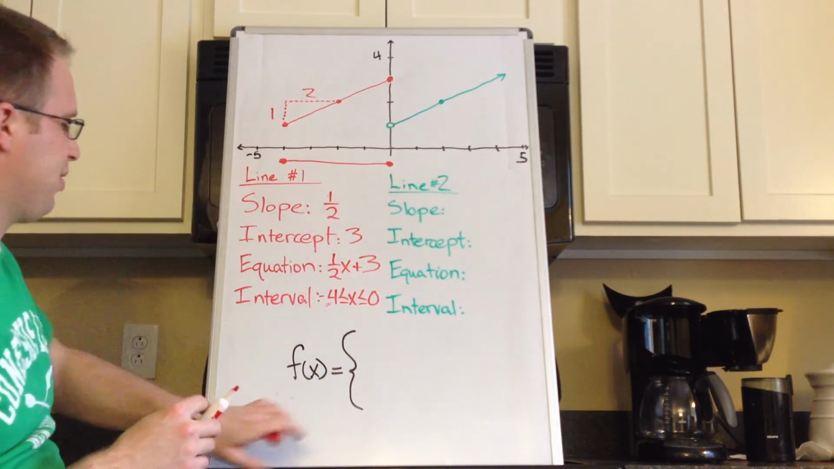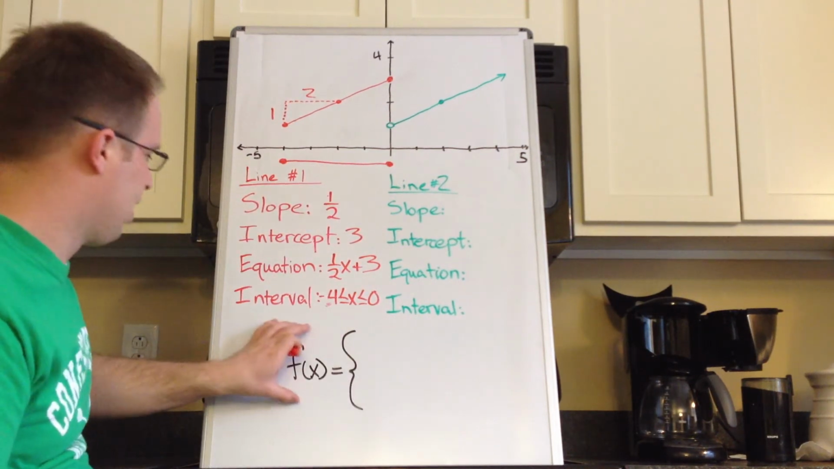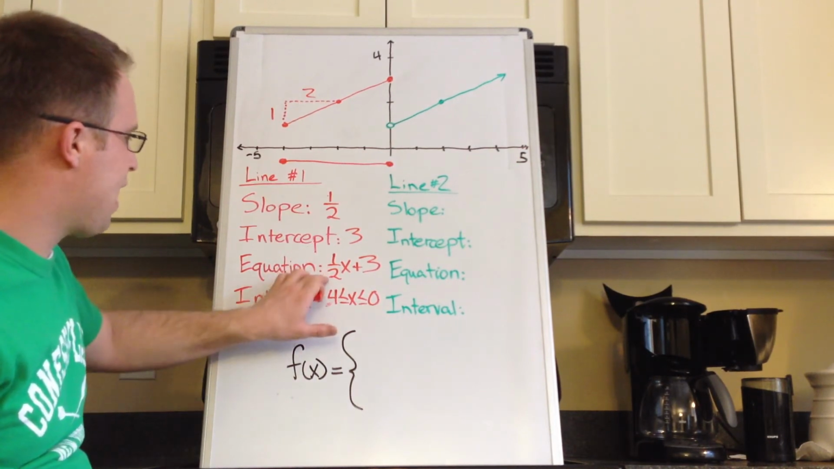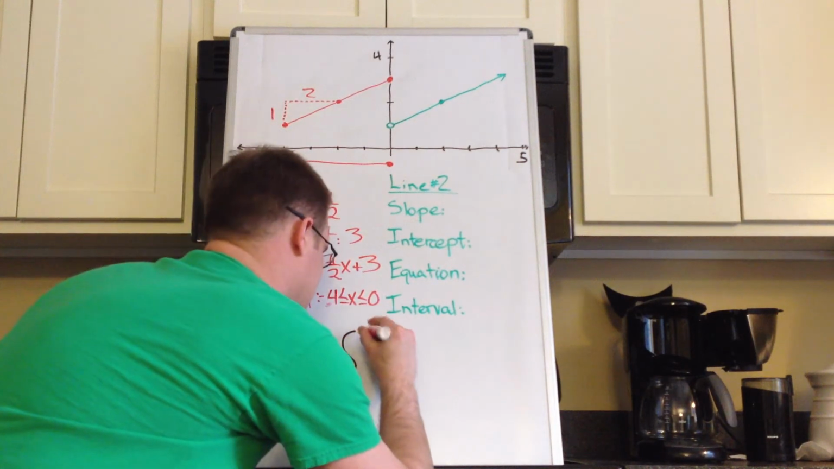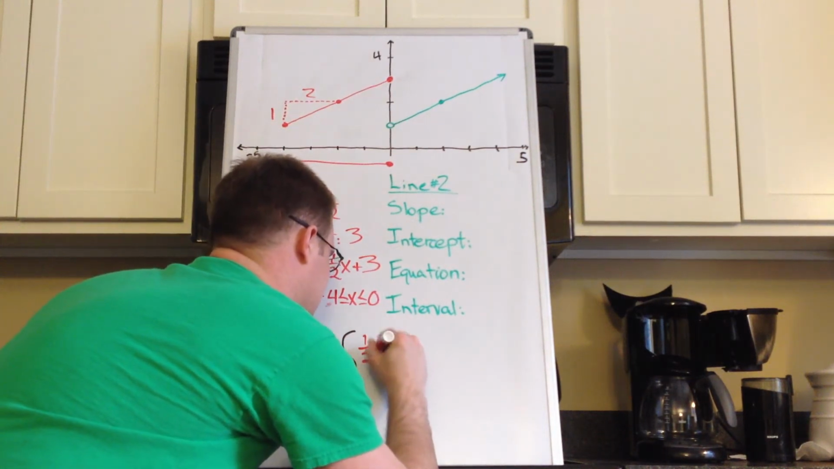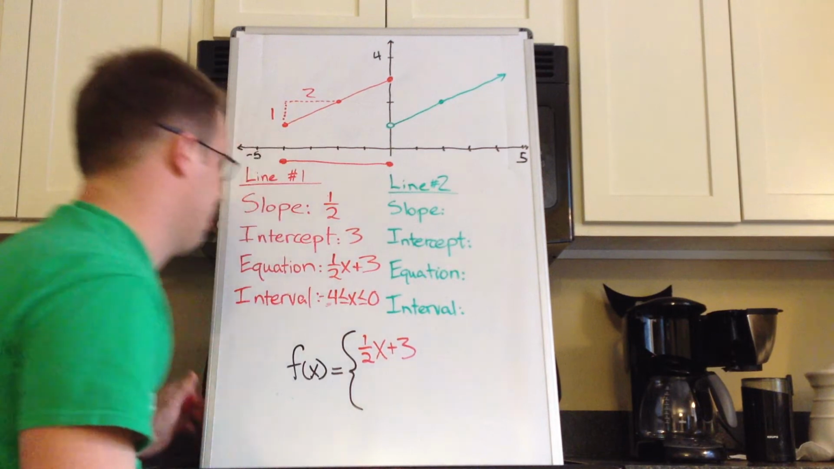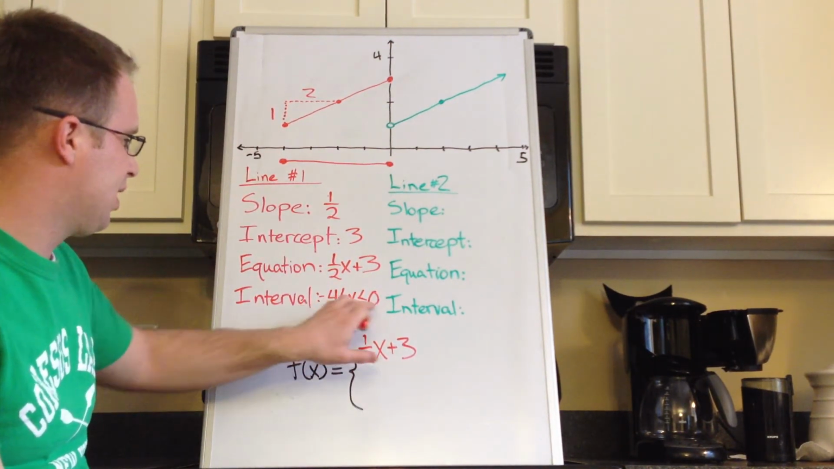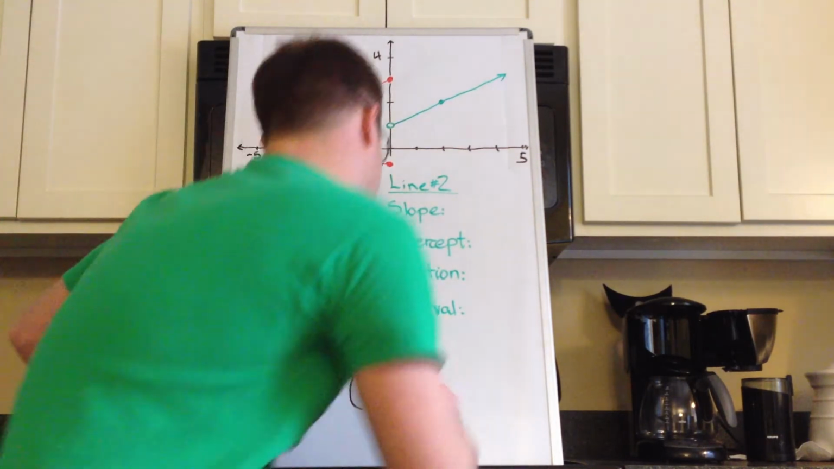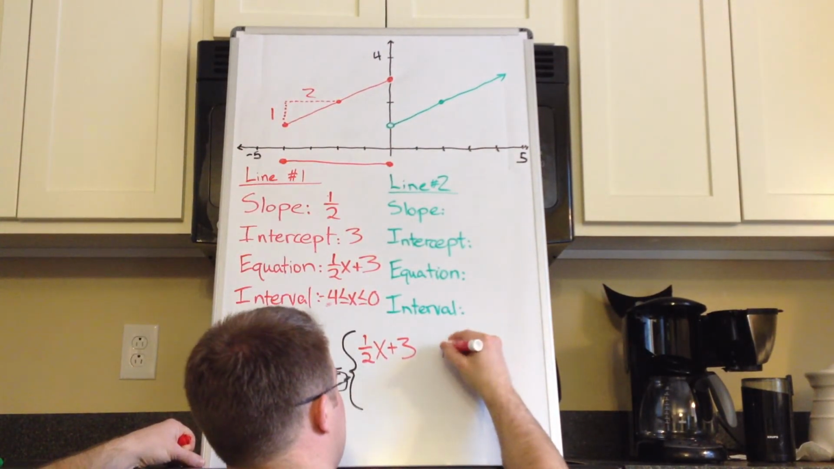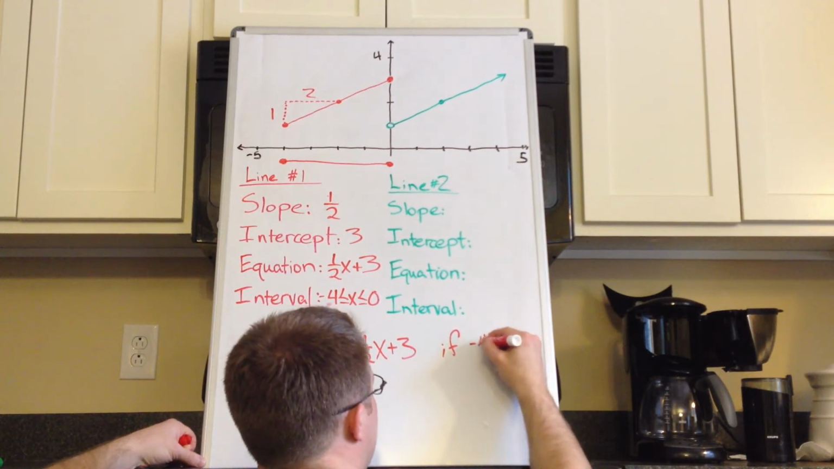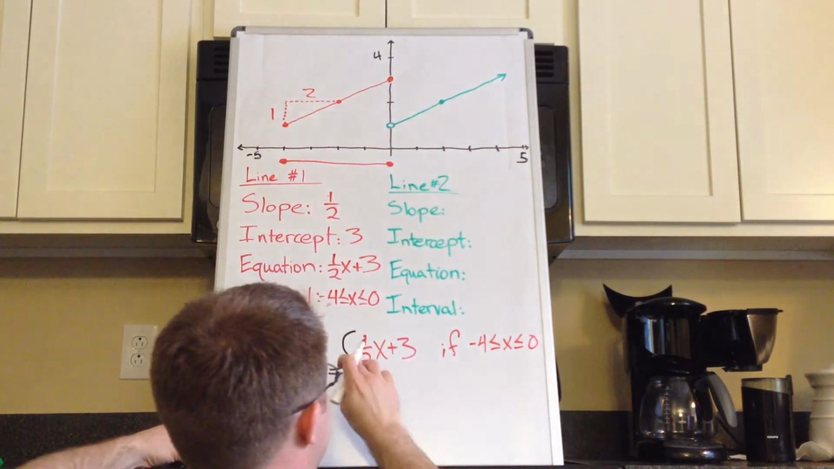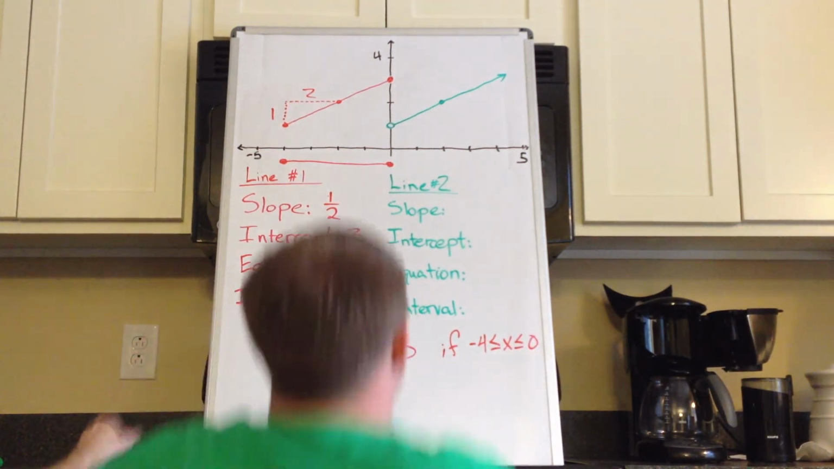But first let's put line 1 right into our piecewise function. It's going to be 1/2 x plus 3. That's our rule, and then that's graphed over the interval from -4 to 0. So 1/2 x plus 3 if -4 is less than or equal to x is less than or equal to 0. So we have it half done. Now we just have to do the same thing for the next line.